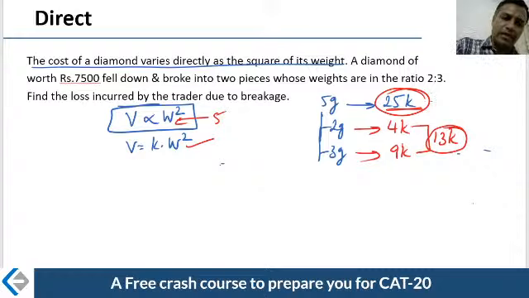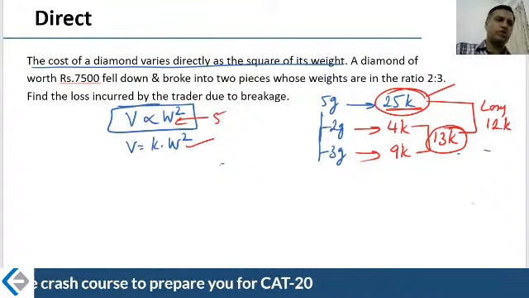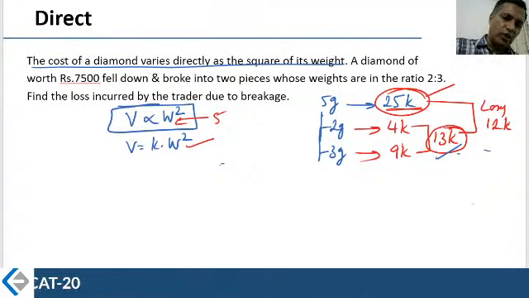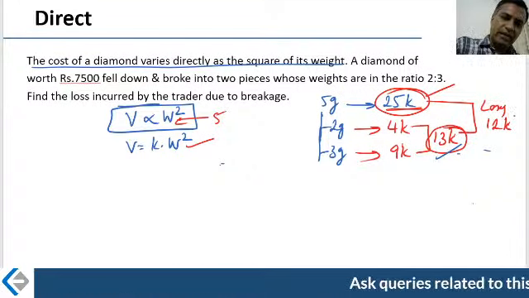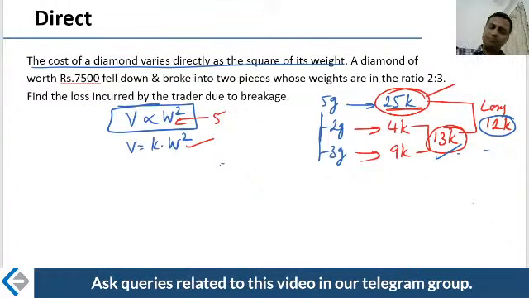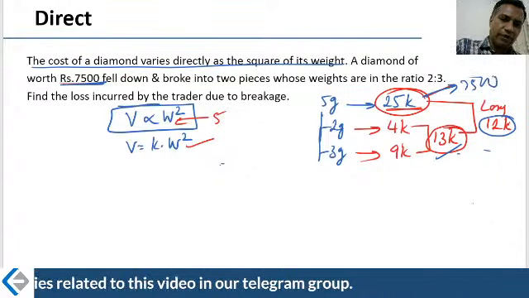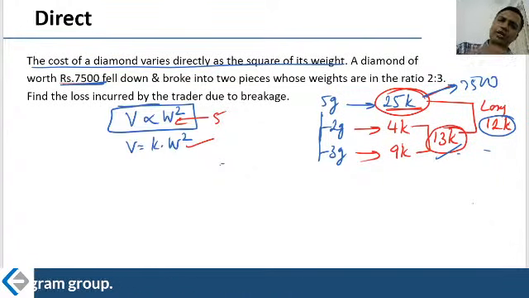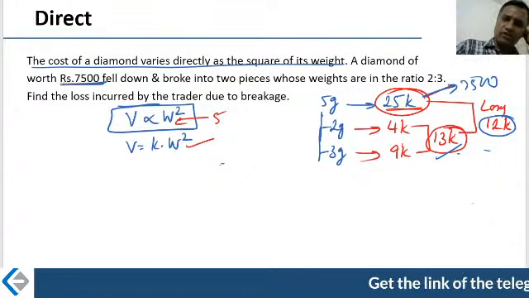What is the loss I'm incurring therefore? 12k is the loss, because 25k is what I was supposed to be getting and I got only 13k. Now listen to me. What is the worth of the diamond? 7,500 corresponds to what? 25k. So 25k implies 7,500. Can I find the value of k from here? You can find it, you need not find it. The choice is yours.